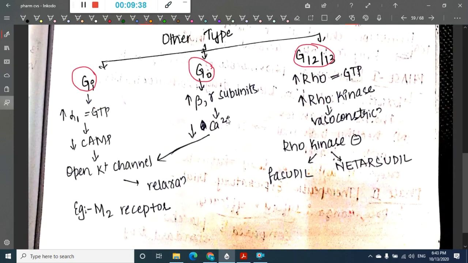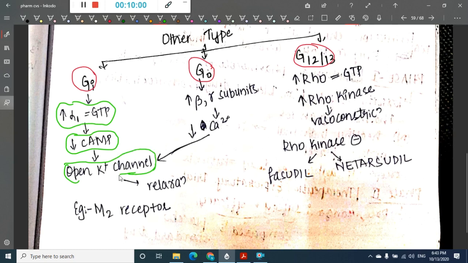Then we have other types of receptor. We have something called the GI receptors. In GI receptors, it increases Gi and thus this GI is nothing but inhibitory. Okay, because of the inhibitory effect, it will decrease the cyclic AMP. Okay, whenever this cyclic AMP decreases, it opens the potassium channel. Because of opening of the potassium channel, it causes relaxation. So M2 receptors will have a relaxation effect on the heart, and it causes bradycardia in the heart due to relaxation, right?